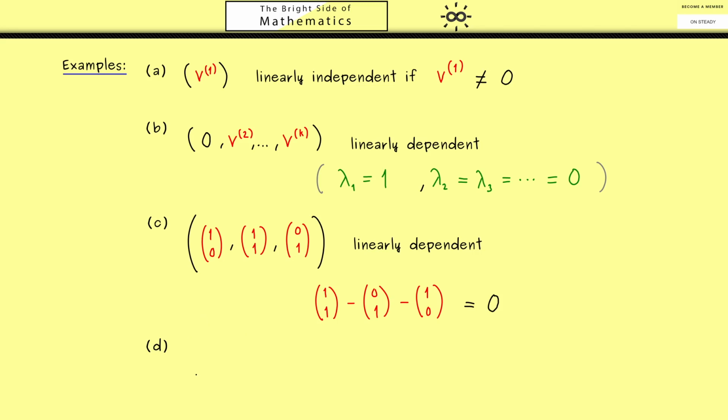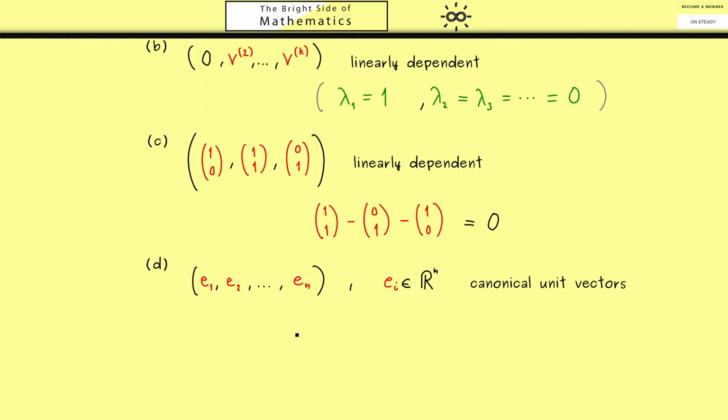There, let's consider the canonical unit vectors e1, e2 and so on in Rn. And the family should consist of all of them, so we have a family with n vectors. Here I can tell you this is one of the most important examples because it's the canonical example of a linearly independent family of vectors. However, it's not hard to show that this is indeed true.